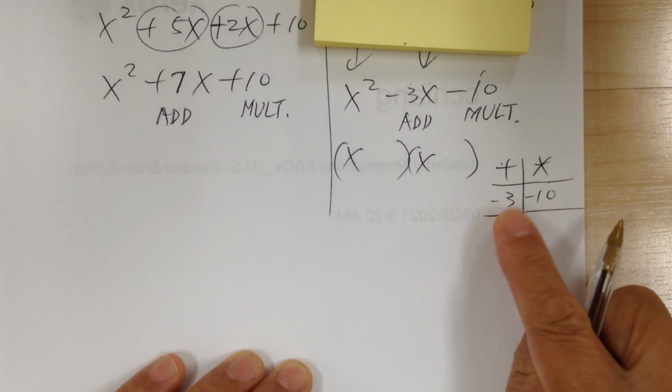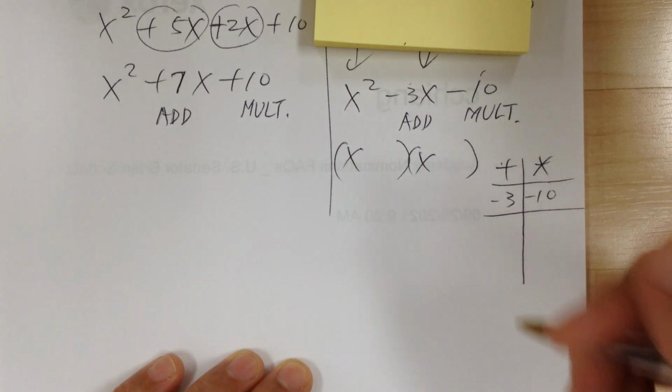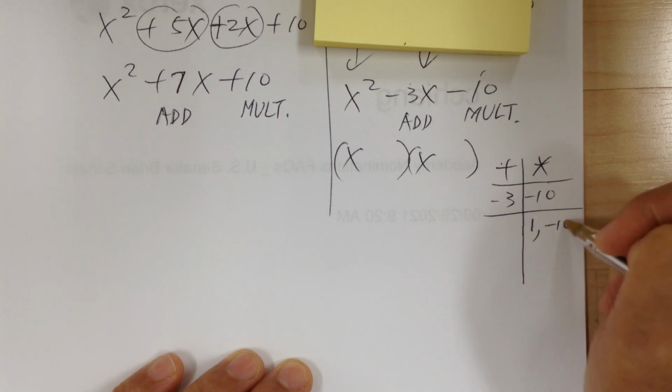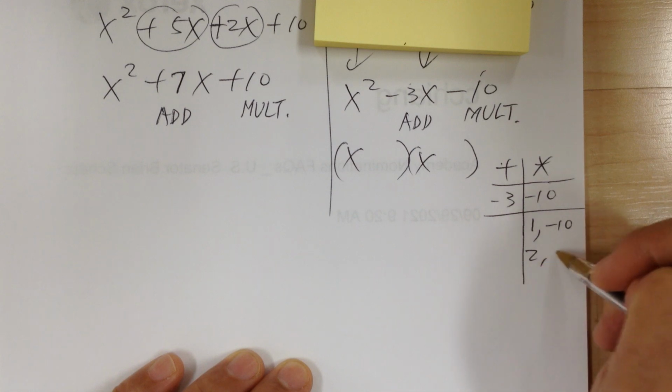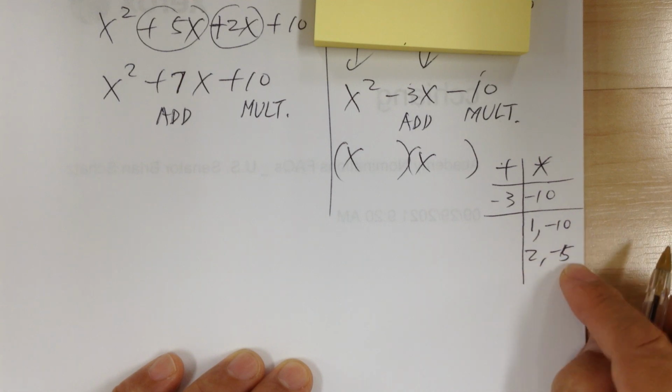Now, if you try this, it will give you an infinite number of possibilities. So let's try this, and again, you can just guess. Basically, just start with 1. So you've got 1 comma negative 10. 1 times negative 10 will give you negative 10. 2 comma negative 5. 2 times negative 5 will give you negative 10, and 2 plus negative 5 will give you negative 3.